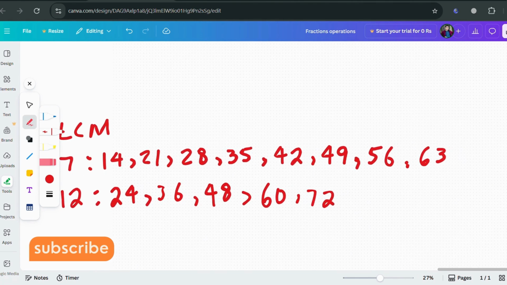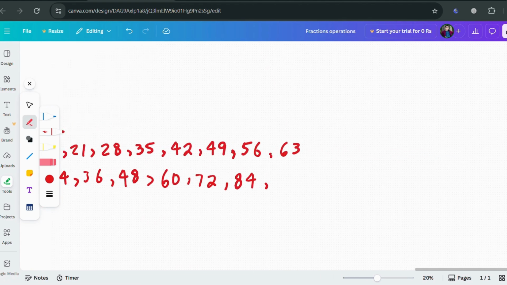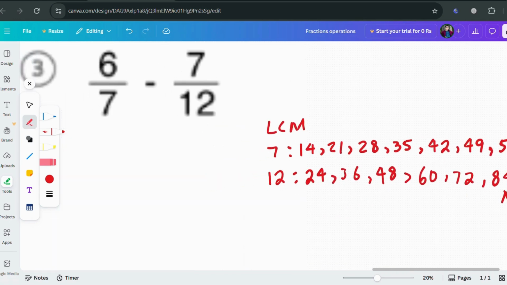So far we haven't found any number. 12 times 6 was 72, and now 12 times 7 goes like 84. I think I've got the number, because if I keep on going with the multiples of 7, next I'm going to get 70, and after that 77, and then 84. So I got 84 and 84. That's the common number over here.